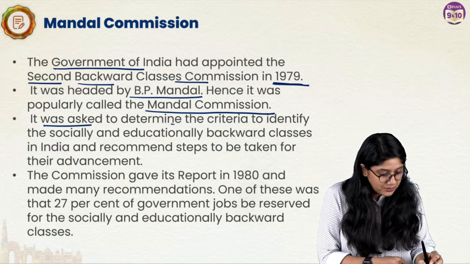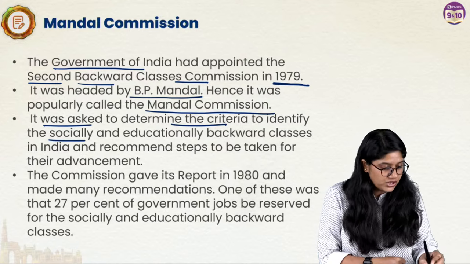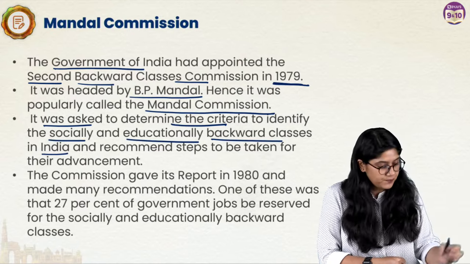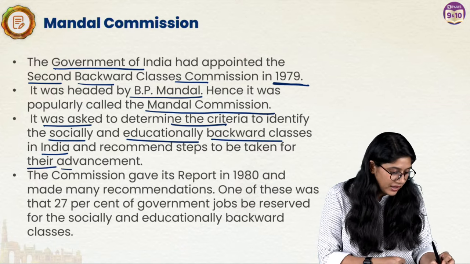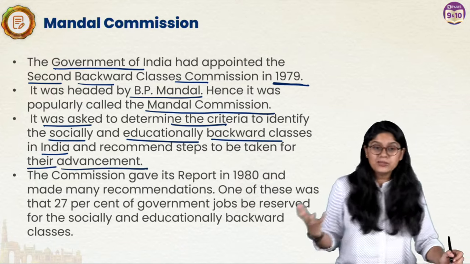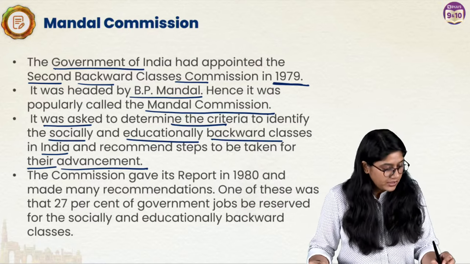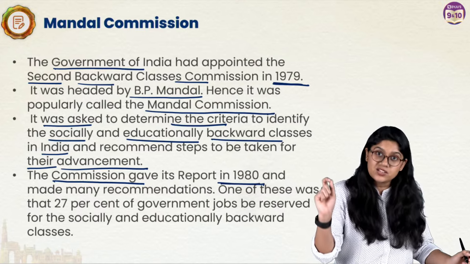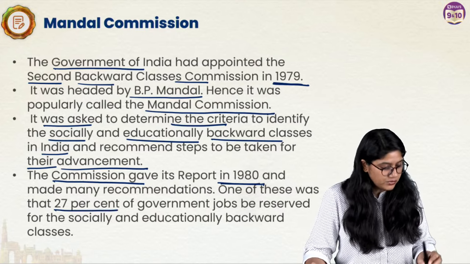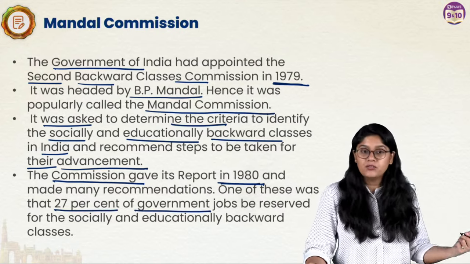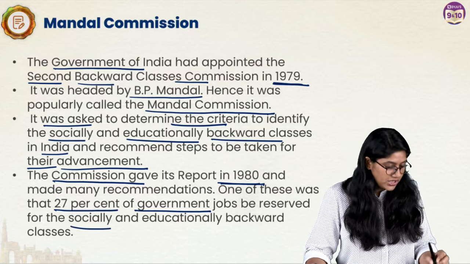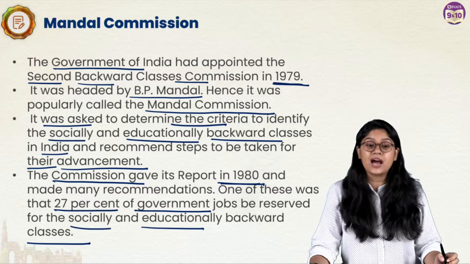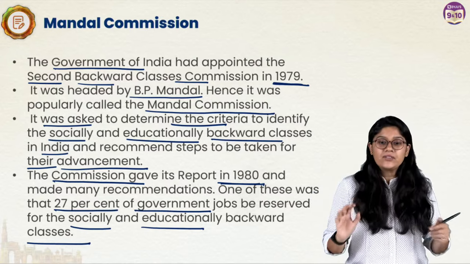It was asked to determine the criteria to identify the socially and educationally backward classes in India, recommend steps to take care of their advantages and, of course, to help them uplift. The commission gave the report in the year 1980, and they suggested that 27% of the government jobs should be reserved for socially and educationally backward classes. Are we clear?